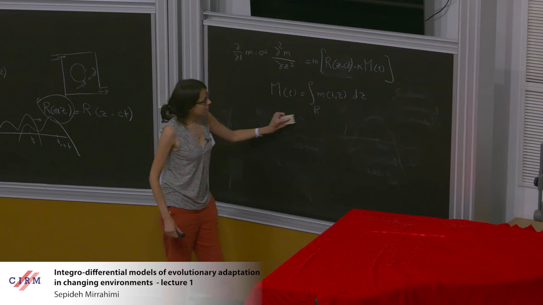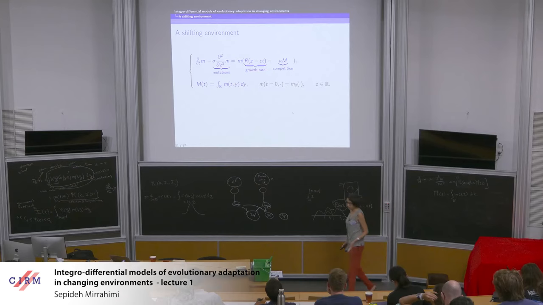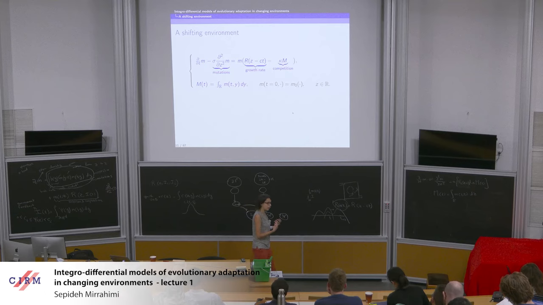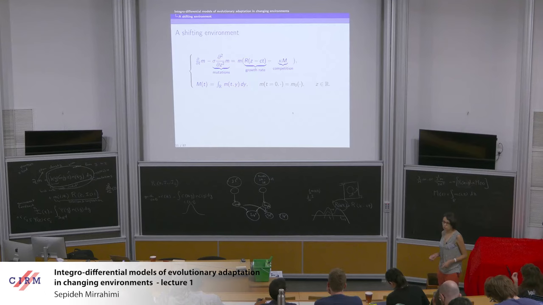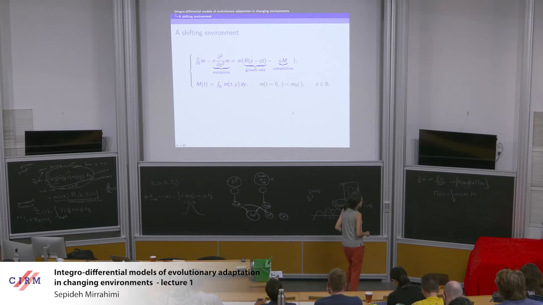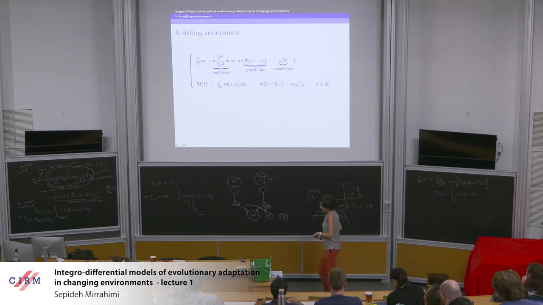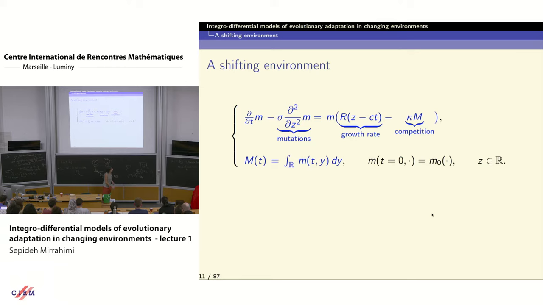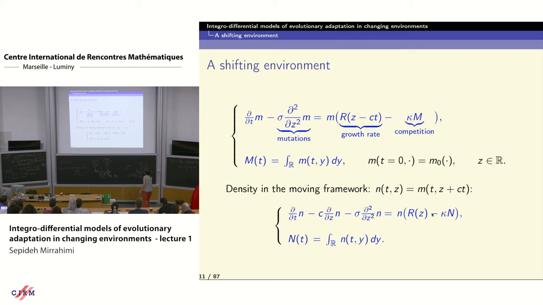And what we will do is first study the long-time behavior of the solution to such an equation. Then once we know what the long-time solution is, we will try to describe its properties. Okay, and the thing is that this term z minus ct is bothering us because it's a non-local term and it's not a classical object. So what we will do is put things in a moving framework. We define n of t and z to be m of t and z plus ct. Okay, so we are moving our framework with the change of the environment.